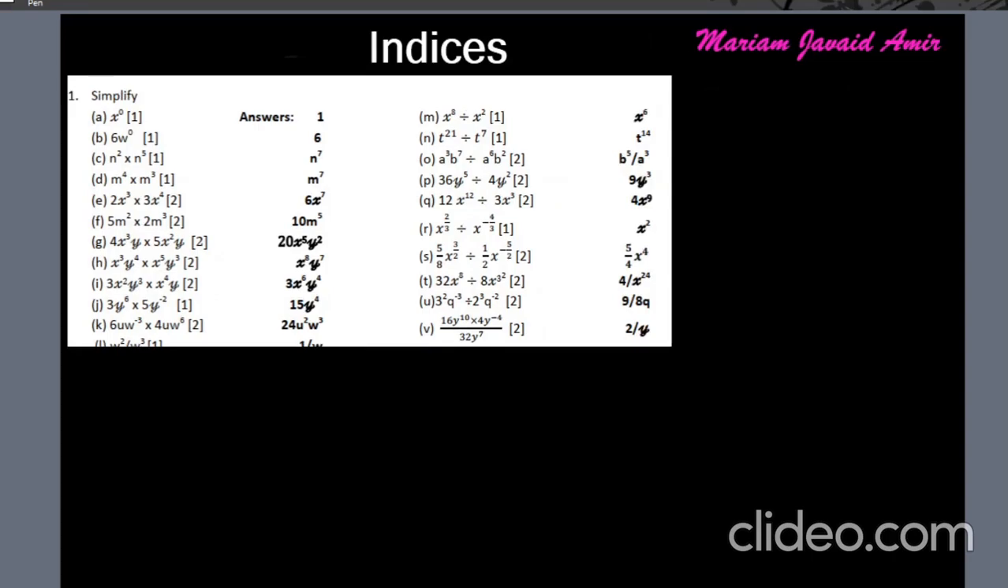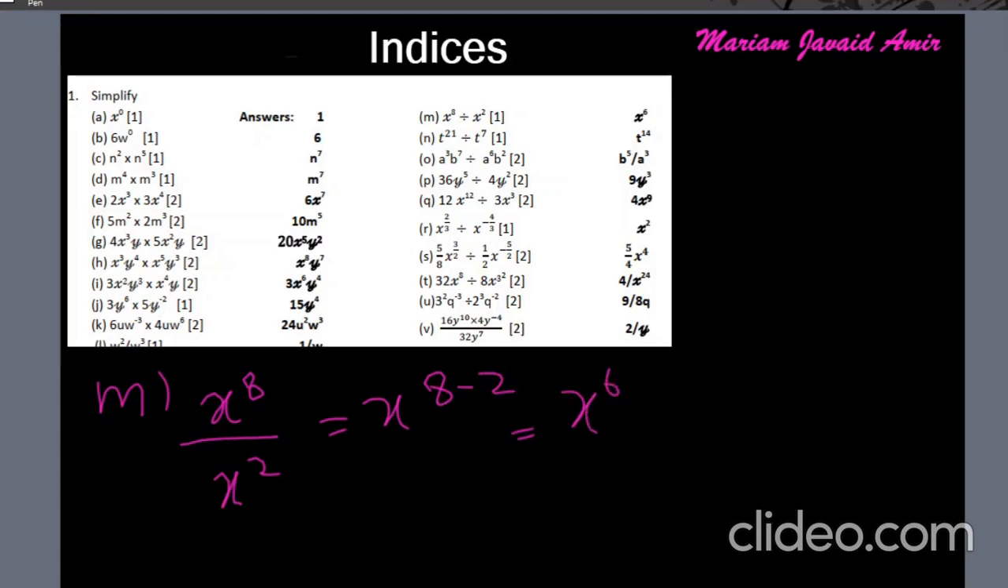Part M, x^8 divided by x power 2. So again, when powers are being divided, we write 8 minus 2 in the numerator and we get x power 6. Alright, part N. Again, t^21 divided by t power 7, which becomes t power 14 after subtracting the powers.